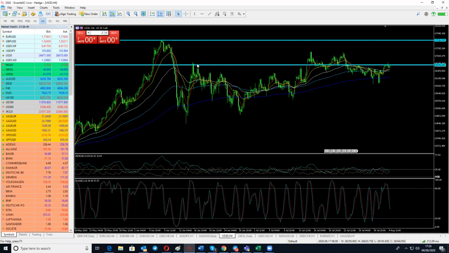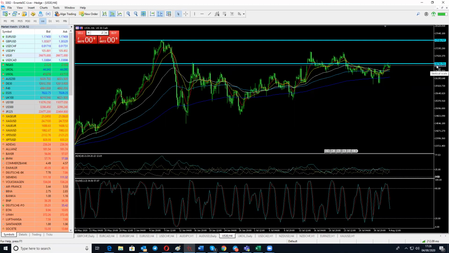I can pull this one up a little bit to this area here, and that would be the 26,736 area. So I'm giving it a little bit more room. I want to make sure that the buyers are picking up for the US 30 only after it has gone above and pierced through the 26,736 area. Okay, all right, guys. So far, okay.